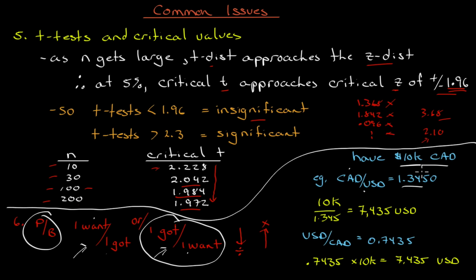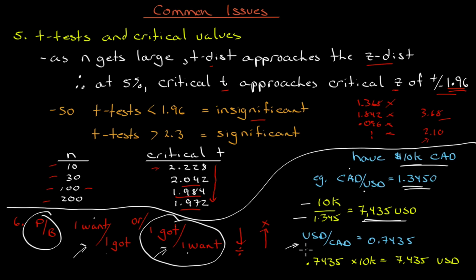So what I'm going to do is take my 10.5 divided by 1.345. That's how much US I get. 10.5 divided by 1.345, I get 7.345. Now I don't have to go from upstairs to downstairs. I can get a quote in the form of this.